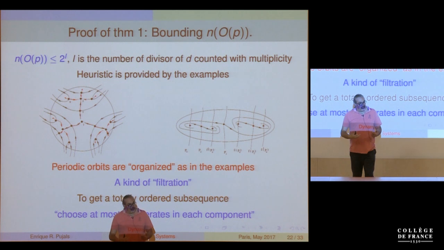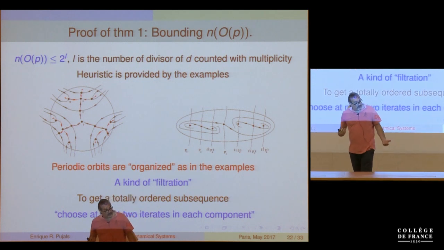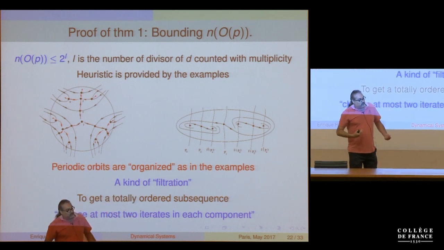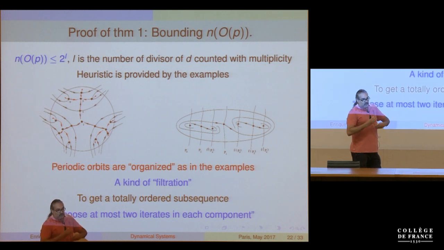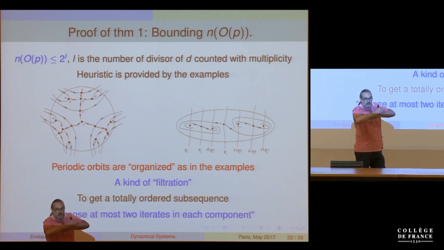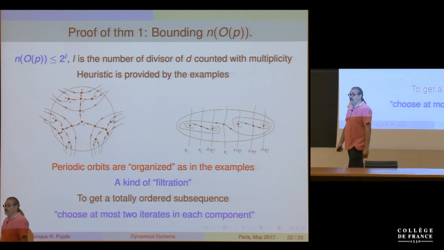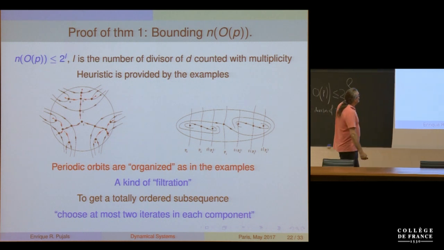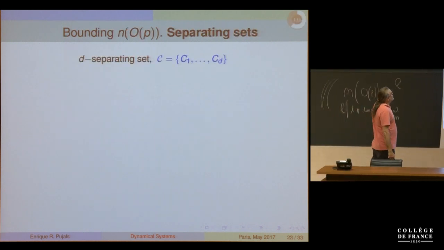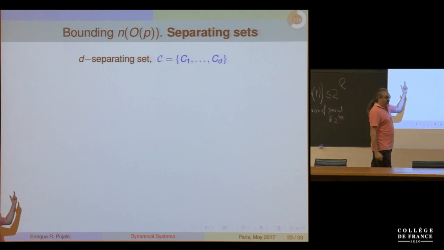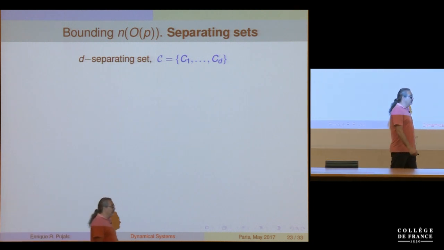So this idea of the organization of this filtration forces that you want to get this totally ordered sequence. Basically, you have to choose a stable manifold that looks parallel, and therefore this brings down the quantity that you can choose. Let's prove it. So let's start with the definition, which is a separating set. Let's try to show why this could be true.